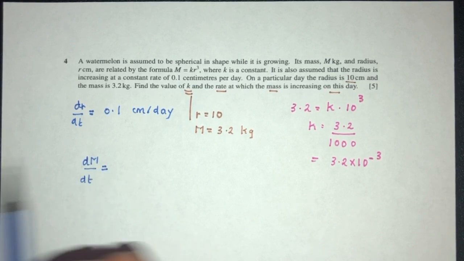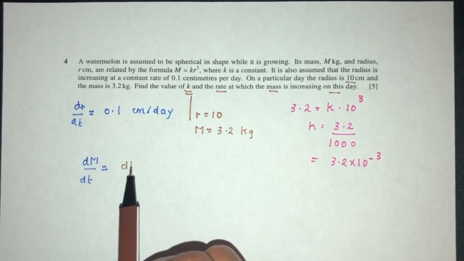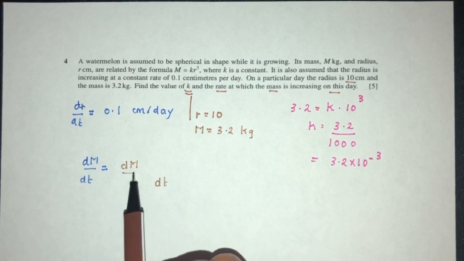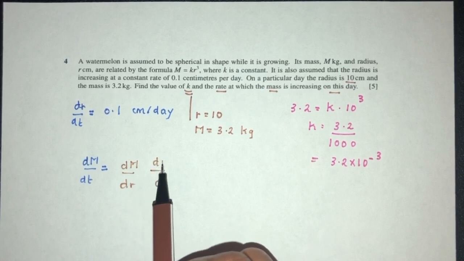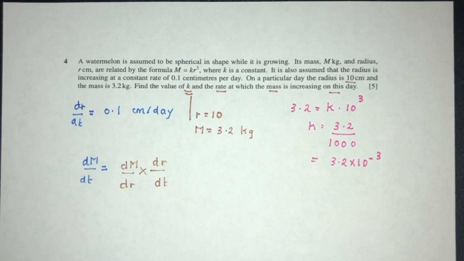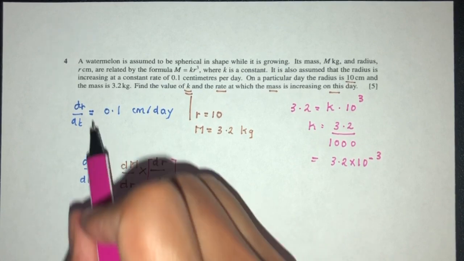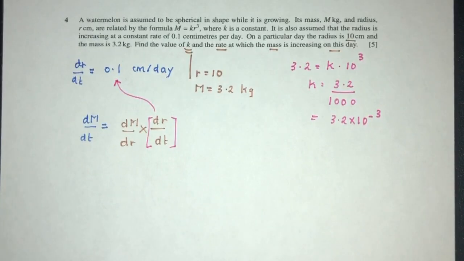So we have to form an equation by using the chain rule. On top we have dm, so we write dm. On the base we have dt, so we write dt. Now they are related by something, which is obviously dr will be the only other option. So here we know this is what value? dr by dt is 0.1 given to you. Now we just have to find dm by dr.